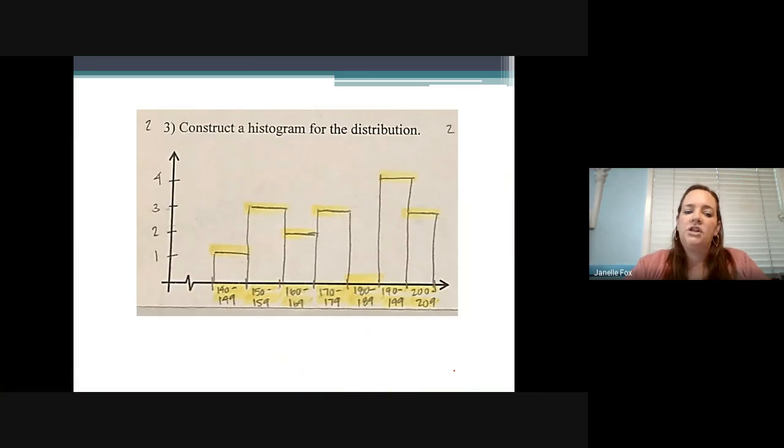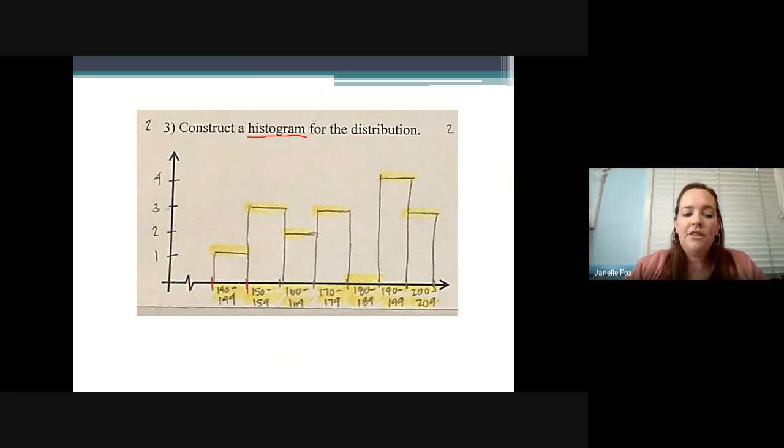Okay, moving on to question number 3, you're basically taking the data that you made in the frequency distribution and then making it into your histogram. So remember, part of this unit is trying to remember what the vocabulary means. And so this is a histogram. And so notice that I have my tick marks right here.